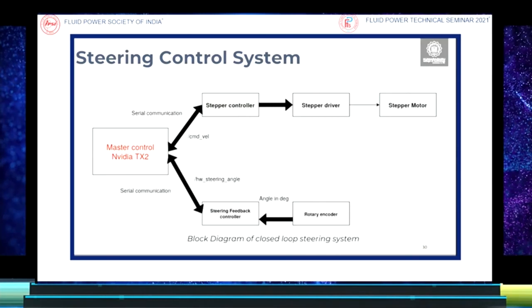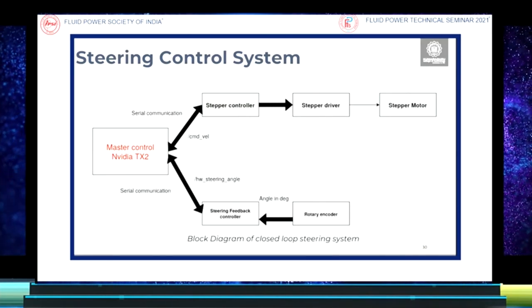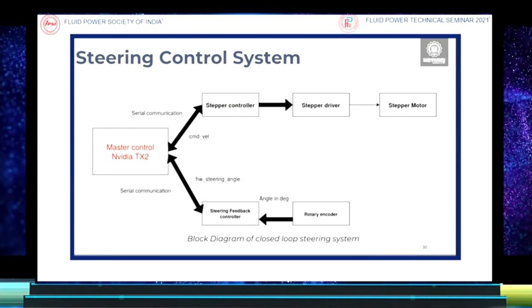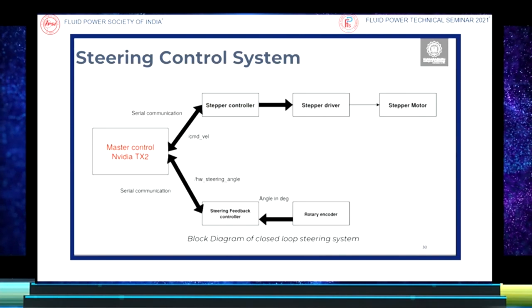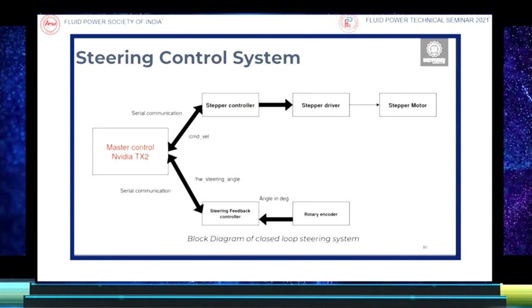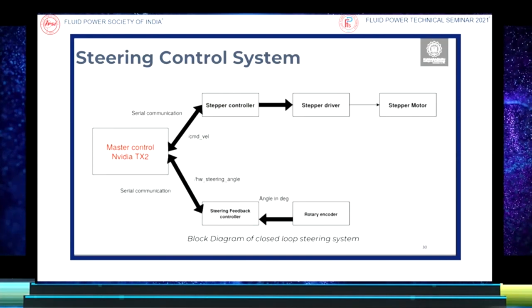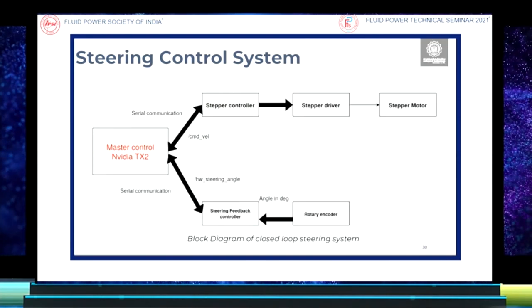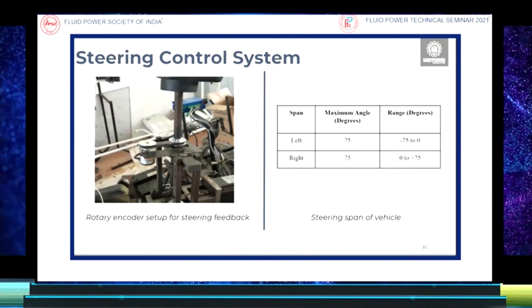So we wanted to have instantaneous feedback. For that, we wanted to maintain the vehicle in a straight line, so we developed our own steering angle measurement with a rotary encoder system. And with that feedback, we could control the motor speed as well as the motor direction, and then we can make it work in a straight line. So this is our stepper motor.